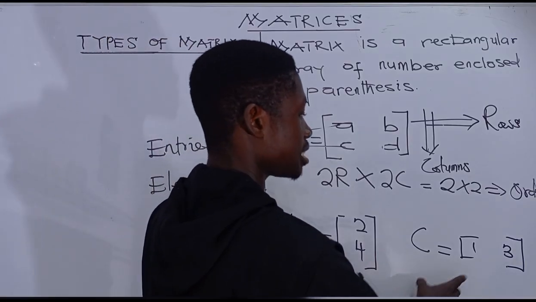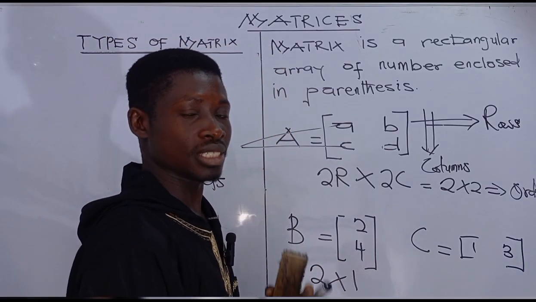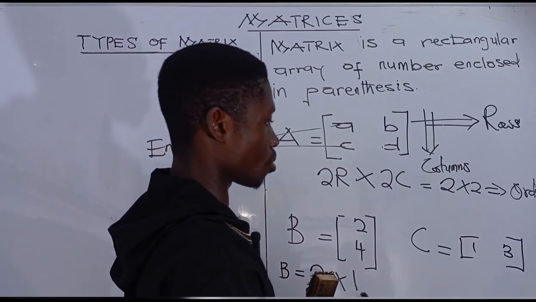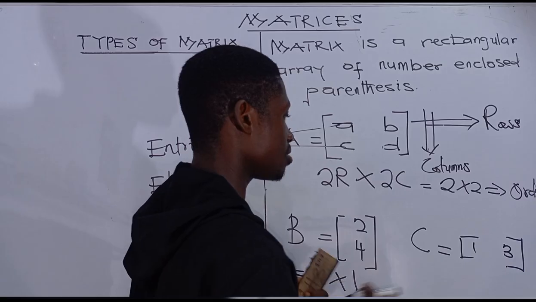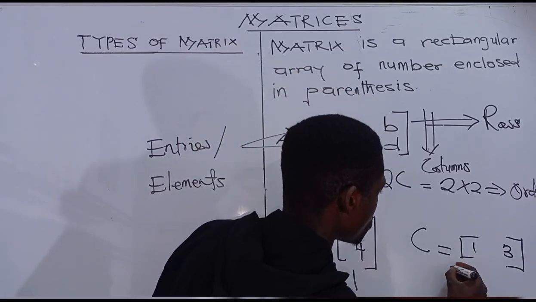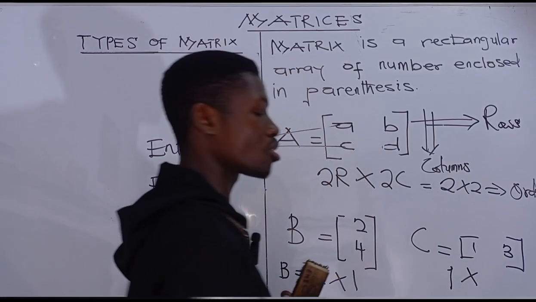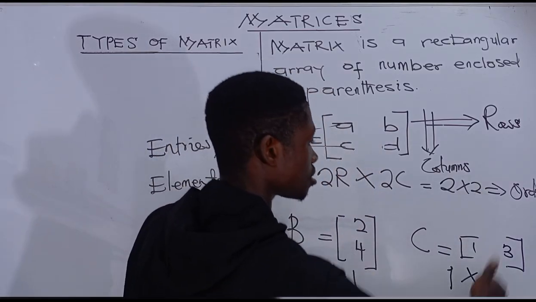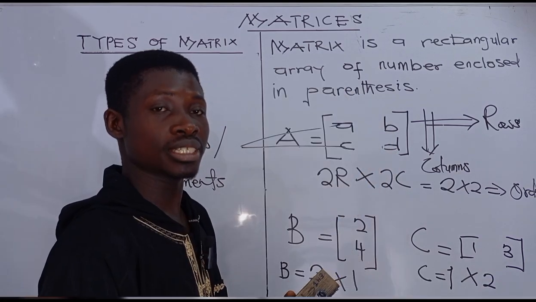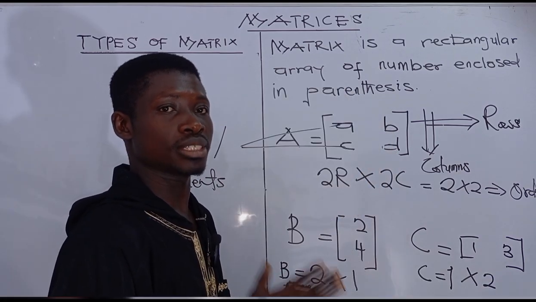What is the dimension for matrix C? Then we are going to look at the number of rows and then the number of columns. So how many rows do we have? We are having 1 row. How many columns do we have? 1, 2, so we have 2 columns. I believe you are following and you are getting the concept.